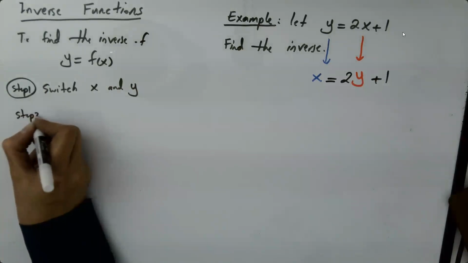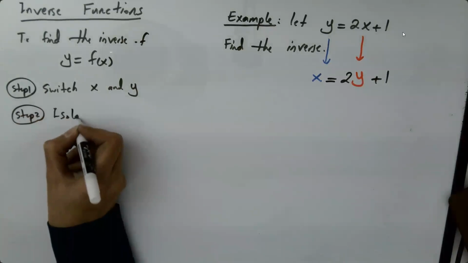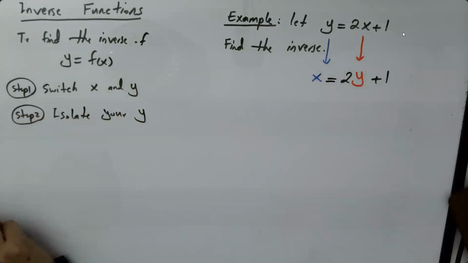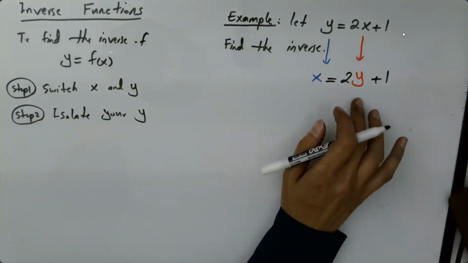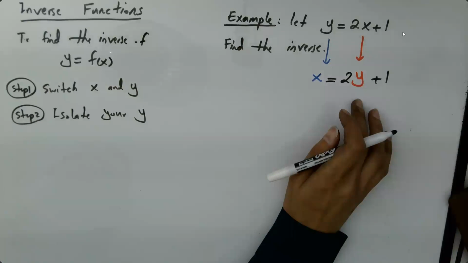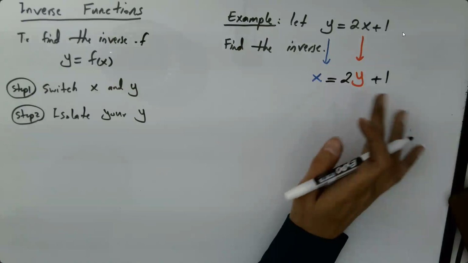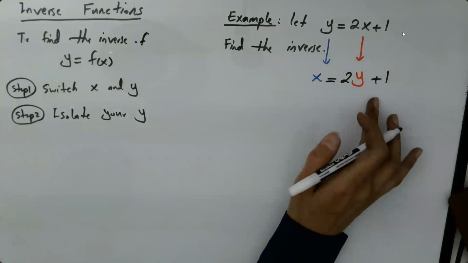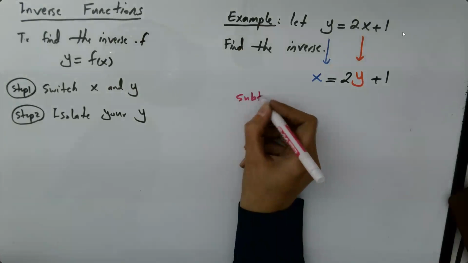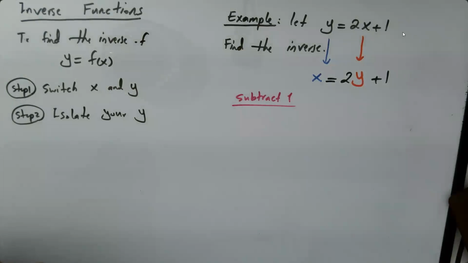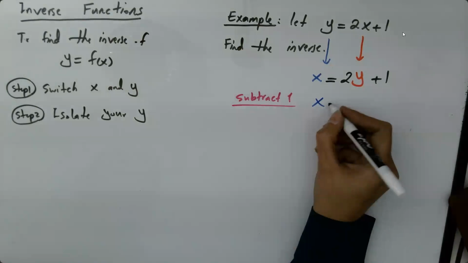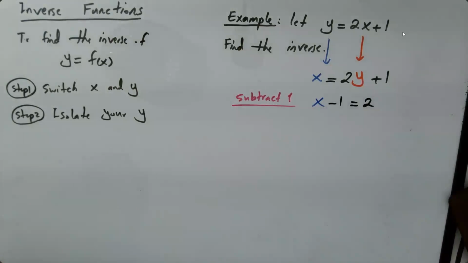Step 2, isolate your y. I need my y to stay on one side alone. So what are you going to do? You're going to subtract 1 from both sides. So let us write it down. Subtract 1. Okay, so I get x minus 1 equals 2 times y.